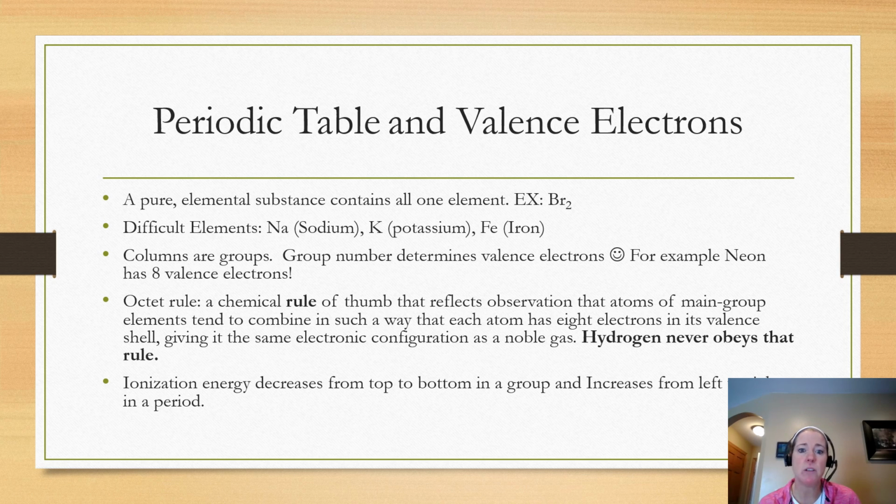Know what the octet rule is. So that's the chemical rule of thumb that reflects the observation that atoms of the main group elements tend to combine in a way that each atom will have 8 electrons in its valence shell, giving it the same electronic configuration as one of the noble gases. Hydrogen never obeys that rule. Know that ionization energy decreases from top to bottom and increases from left to right in a period.